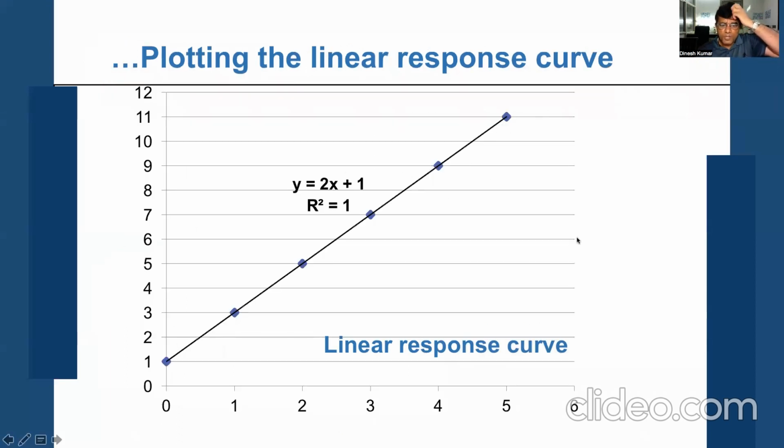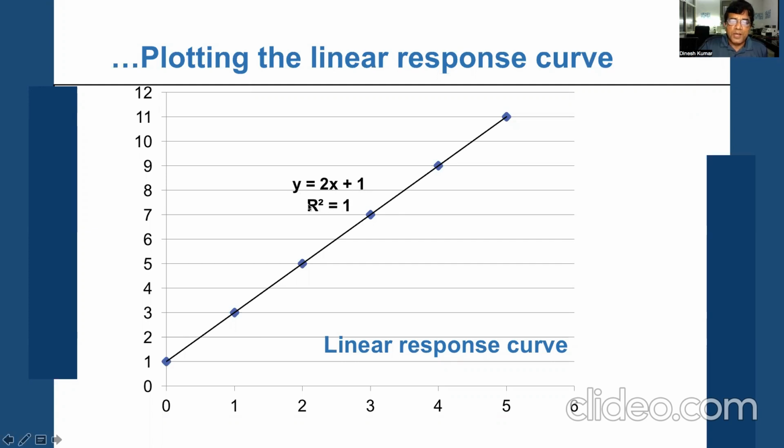Now you see one more equation I have artificially plotted for you. So this is y is equal to 2x plus 1. Sometimes instead of writing y is equal to a plus bx, you can also write y is equal to bx plus a. It does not matter. Either you write 2x plus 1 or 1 plus 2x, the meaning will remain the same.